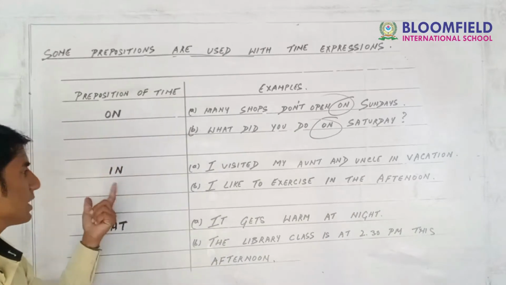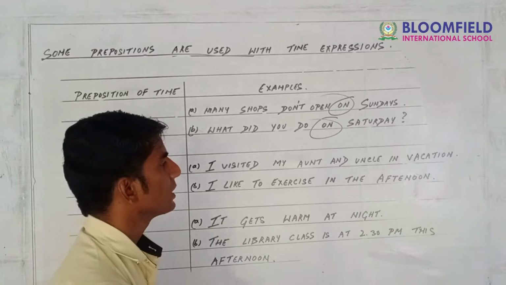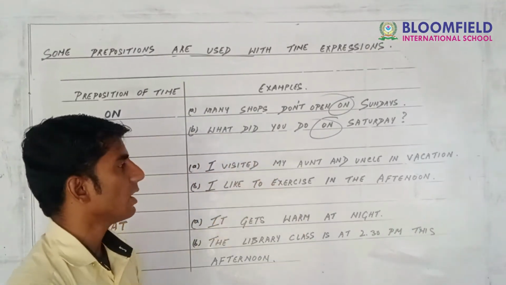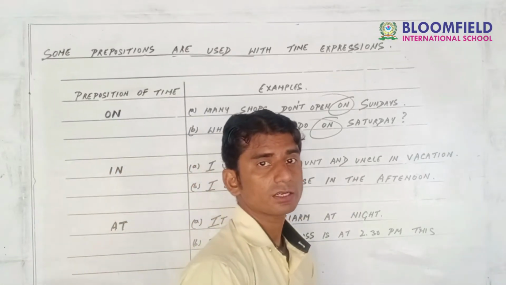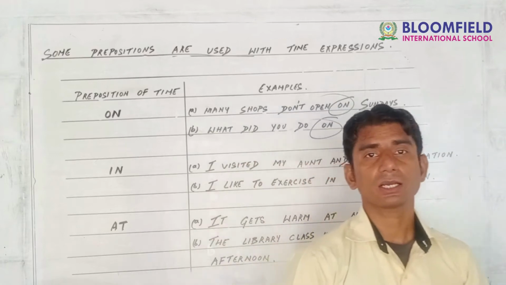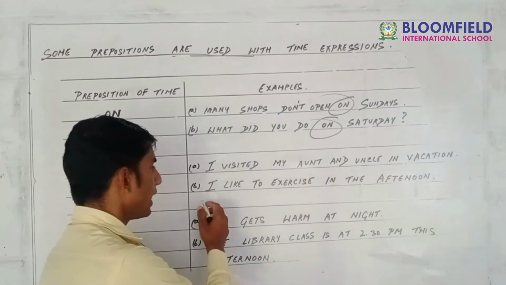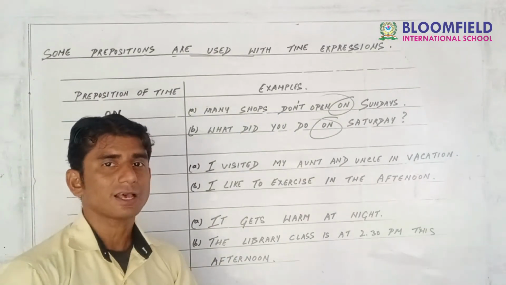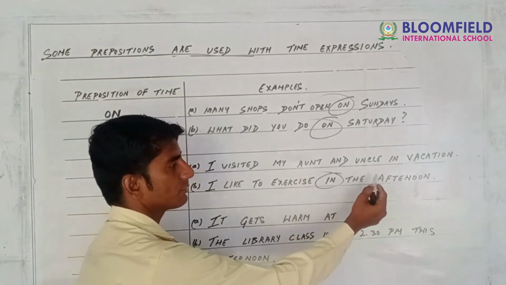Next is in. I visited my aunt and uncle in vacation. When did you go to visit your uncle? You went to visit your uncle in vacation, or in summer vacation. Next, I like to exercise in the afternoon. When do you like to do your exercise? I like to do exercise in the afternoon.